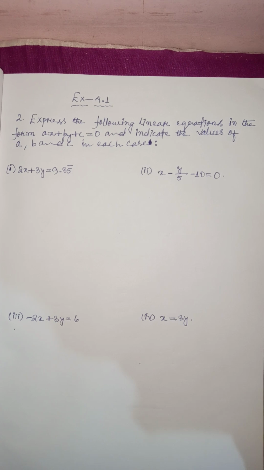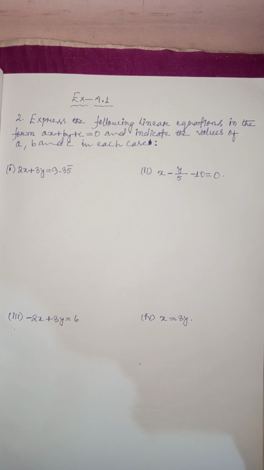Alright, today we're going to solve this problem, which is exercise 4.1, question number 2. As we can see in the question, it is written: express the following linear equations in the form ax plus by plus c equal to 0 and indicate the values of a, b and c in each case. Whatever problem is given to us, first we need to put it in the form ax plus by plus c equal to 0, which is the general form of linear equations in two variables.